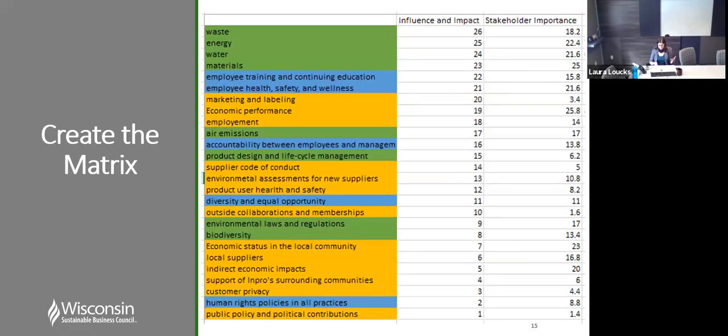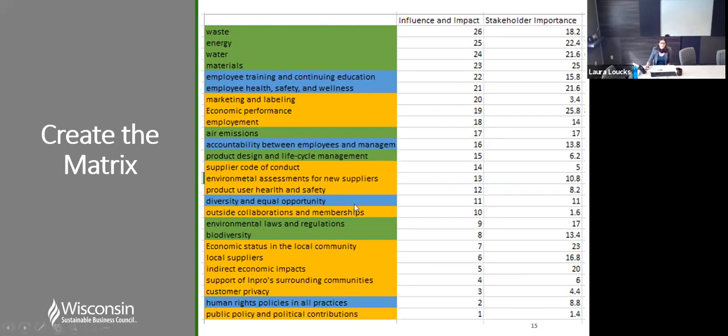So now you've got your y-axis, and now we had to go through how to create the x-axis. This one was relatively easier, because the x-axis has to do with what's important to Inpro and what we can actually impact and influence. And so we just went through individually, and I sat down with this list and I thought about it in terms of what we're already doing at Inpro, what we could be doing, low-hanging fruit, things like that. And I ranked them according to what we could impact and influence the most.